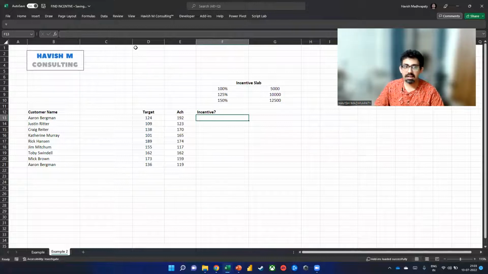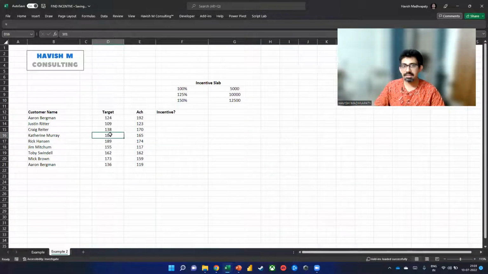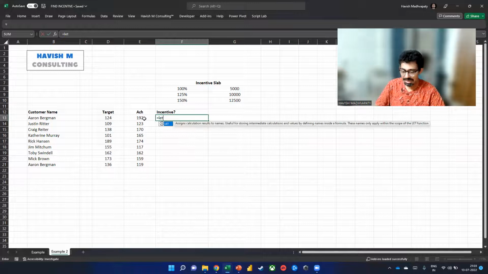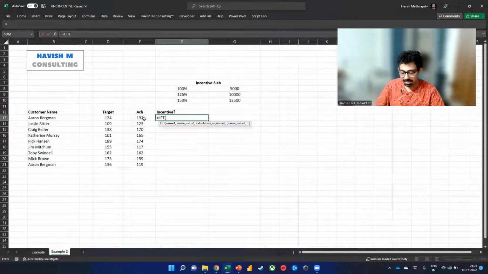Now here we want to not just know if the person gets or does not get an incentive. We want to know the amount of incentive that they would get. So there is a slab. So 100% is 5,000, 125 is 10,000, 150 is 12,500. So I will say here that IFS, my achievement compared to my target, right? So I will first say let my achievement percentage be nothing but E8 divided by D30, right?